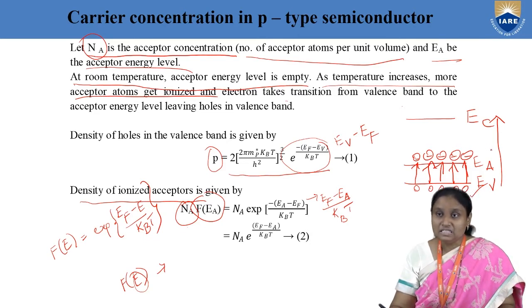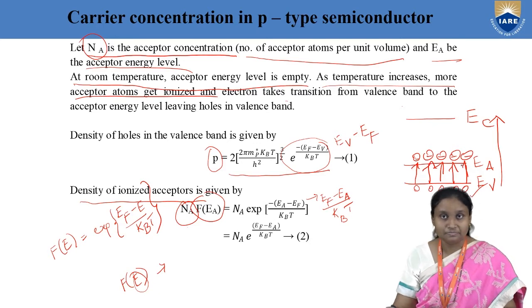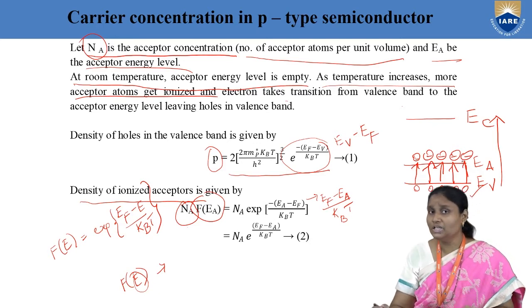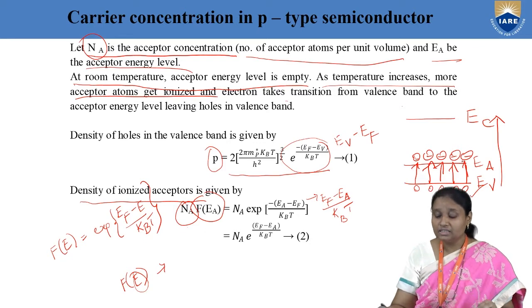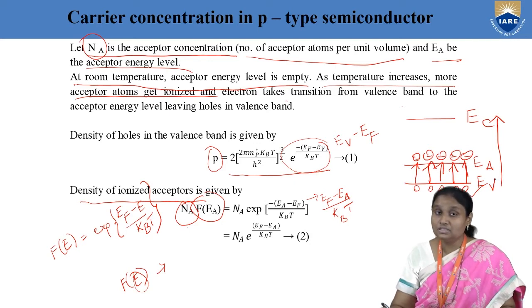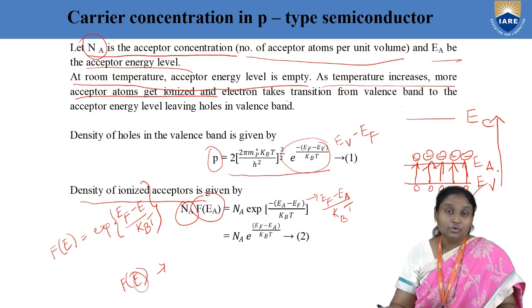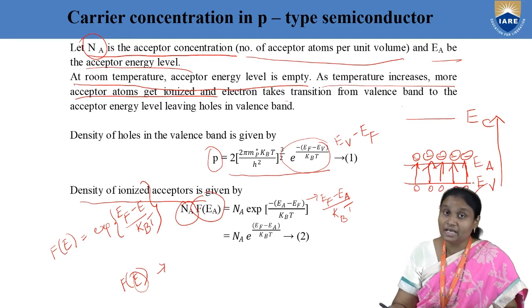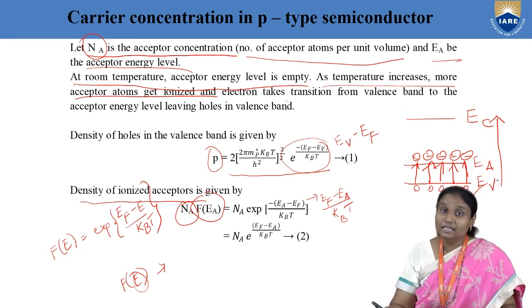So I can simply say that density of holes in the valence band is nothing but density of ionized acceptors. So the number of holes formed in the valence band of the semiconductor will be equal to the number of acceptor atoms that have become negatively ionized, and it is so only at low temperatures. Why? Because if we go to high temperatures, then we cannot say that, because some more holes may be generated at high temperature because of electrons taking transition from valence band to conduction band.